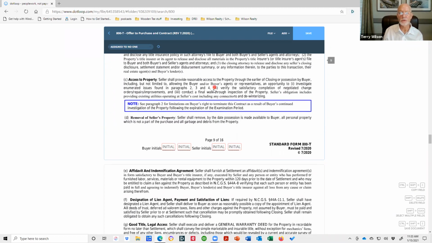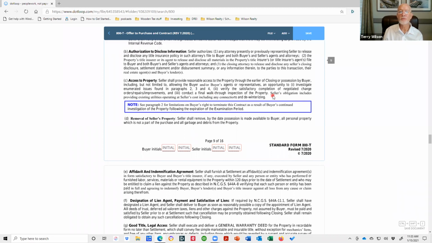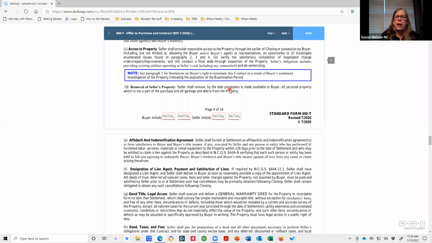And by the way, the utilities need to stay on through the buyer's final walkthrough, which could be up to, probably would be up to the day of closing, the day of settlement. Terry. Yeah. Question on that. So if it's written in the agent's remarks on the listing that they are not going to turn on the utilities, how does that all play out?